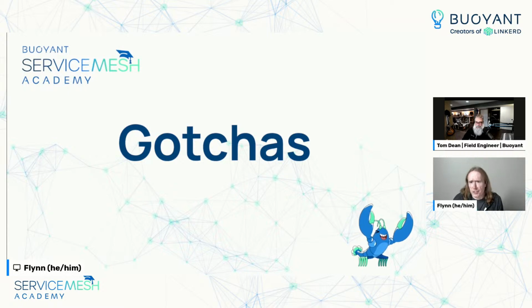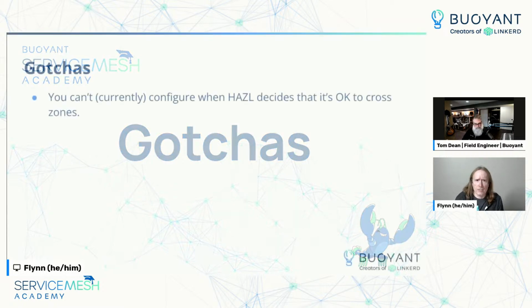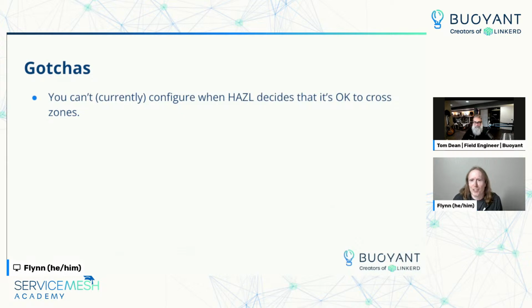Let's talk a little bit about gotchas. There are a few, and this is a thing that we always do in the Service Mesh Academy deep dives and such. One interesting one is that you cannot currently configure when HAZL is going to decide that it's okay to cross zones. That's the reason why the demo didn't work with 2.15.1, but it did with 2.15.2, because 2.15.1 was much more willing to cross zones than 2.15.2, and I couldn't configure it. I'm given to understand that this is a thing on the roadmap, so I'm optimistic there.